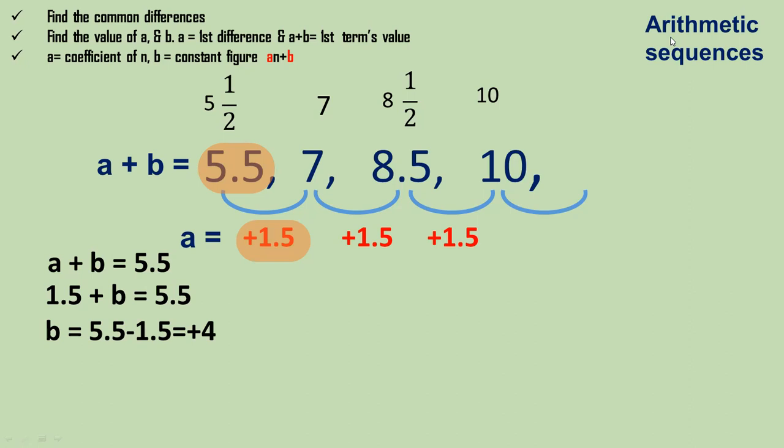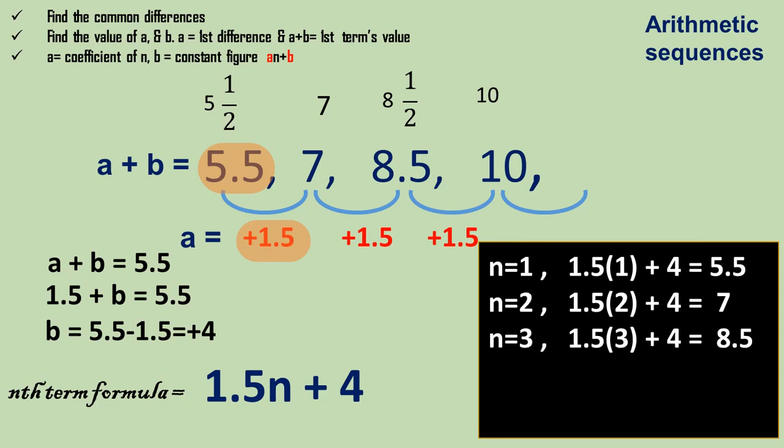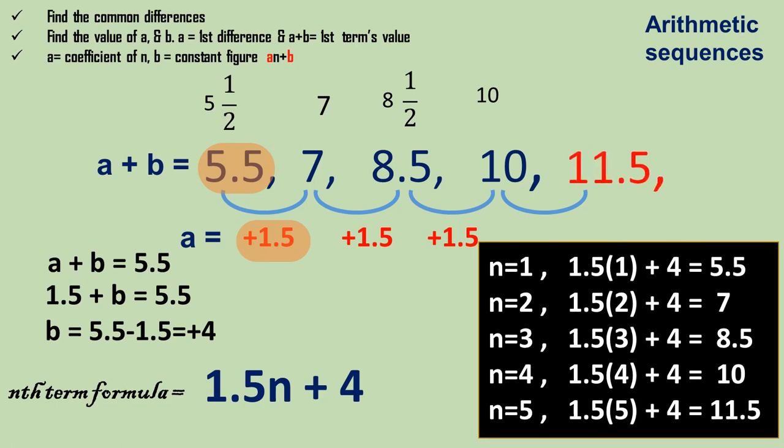We're going to substitute these values in the given formula, an plus b, so we get 1.5n plus 4. Here the value of n equal to 1 means the first term value: 1.5 multiplied by 1 plus 4 is equal to 5.5. In the same way, n equal to 2 is the second term value, n equal to 3 is the third term value, that is 8.5, and then the fourth term value. And the fifth term value, 1.5 multiplied by 5 plus 4, is equal to 11.5.